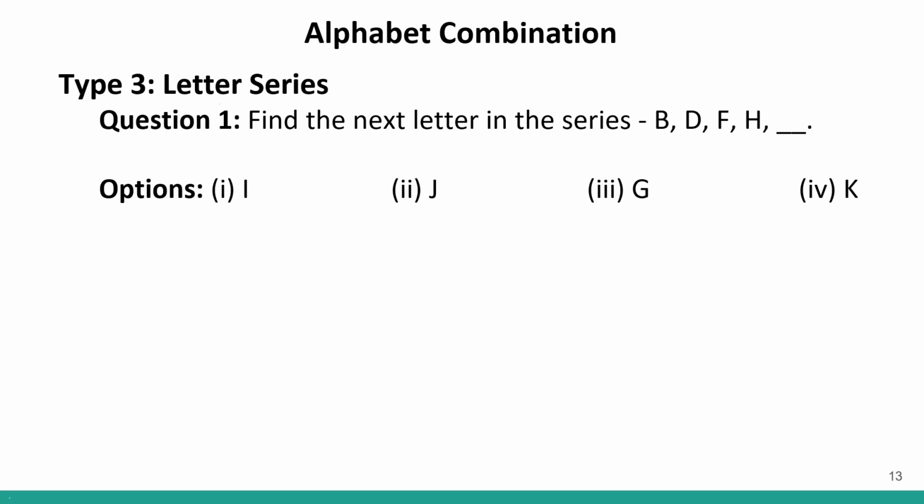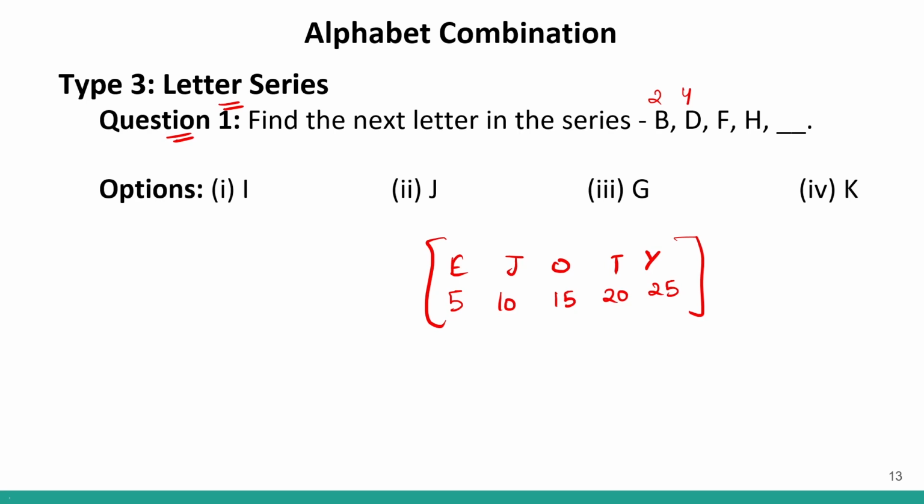Now, letter series. So question number 1, we have to find the next letter in this particular series. So what is the first step? We will assign them forward ranks. Do you remember the shortcut for forward ranks? It's E J O T Y. E is 5, J is 10, O is 15, T is 20 and Y is 25. So based on this shortcut, you can remember the forward ranks. So what is the forward rank for B? 2. This is 4. For F it is 6 and for H it is 8.